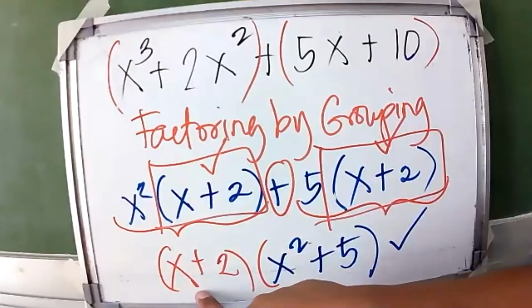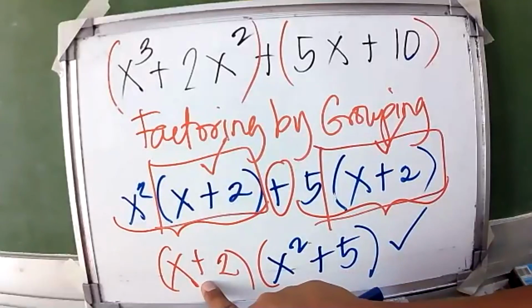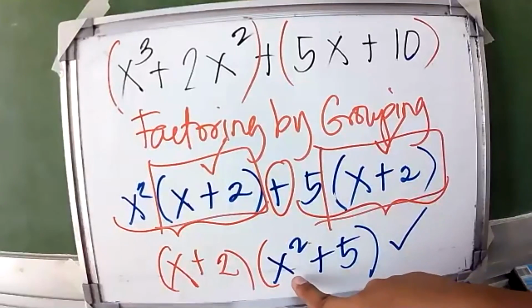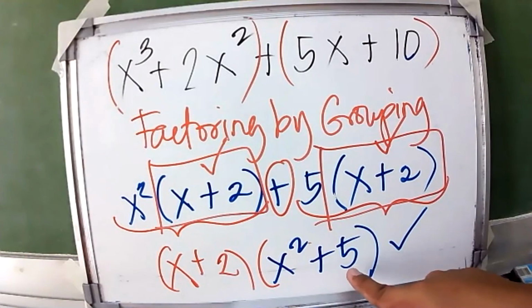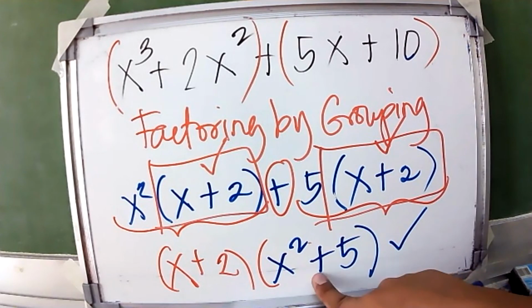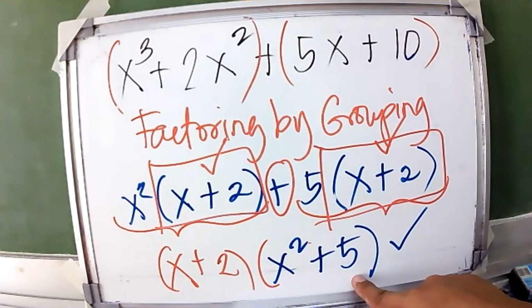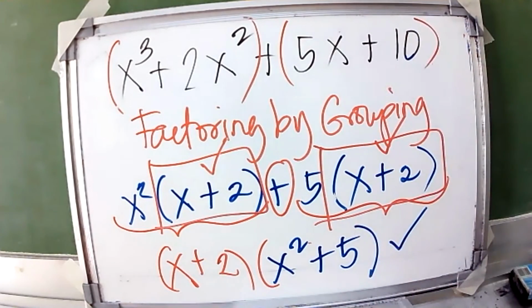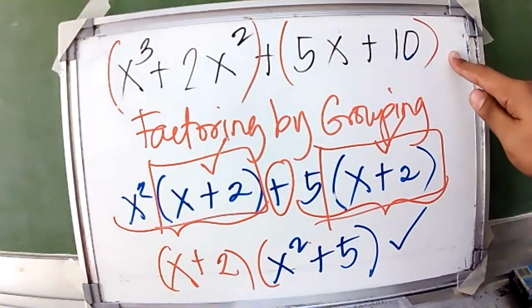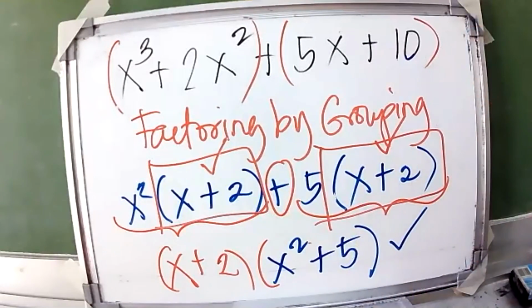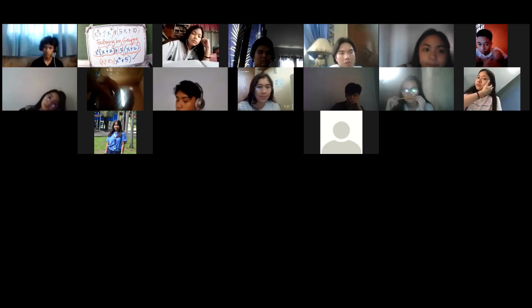Question, is there anything else that can be factored here? x plus 2, no more. x squared is a perfect square. But 5 is not a perfect square. And it's plus. Is there anything else that can be factored? None. So that's already the factored form of this. Is that clear? Show a thumbs up if you got that process. Okay, let me see. Thank you.